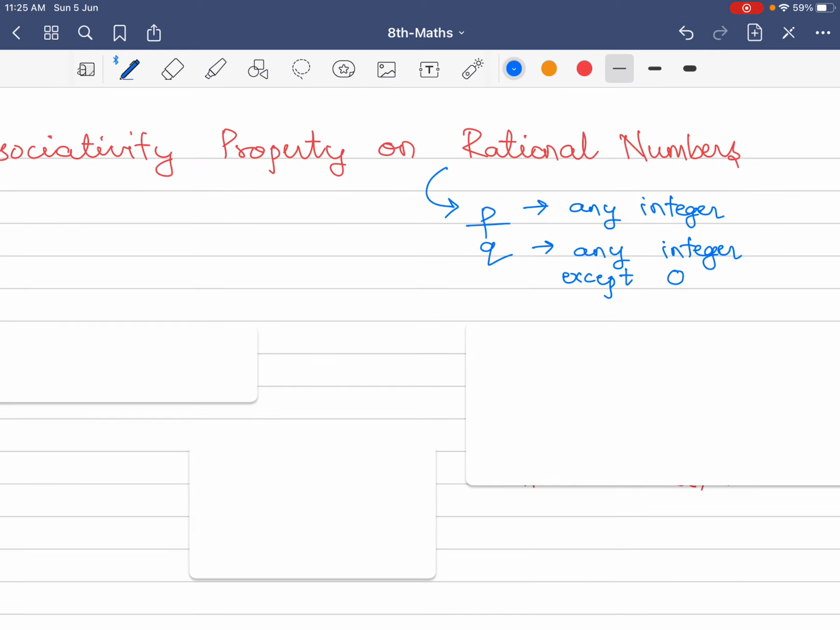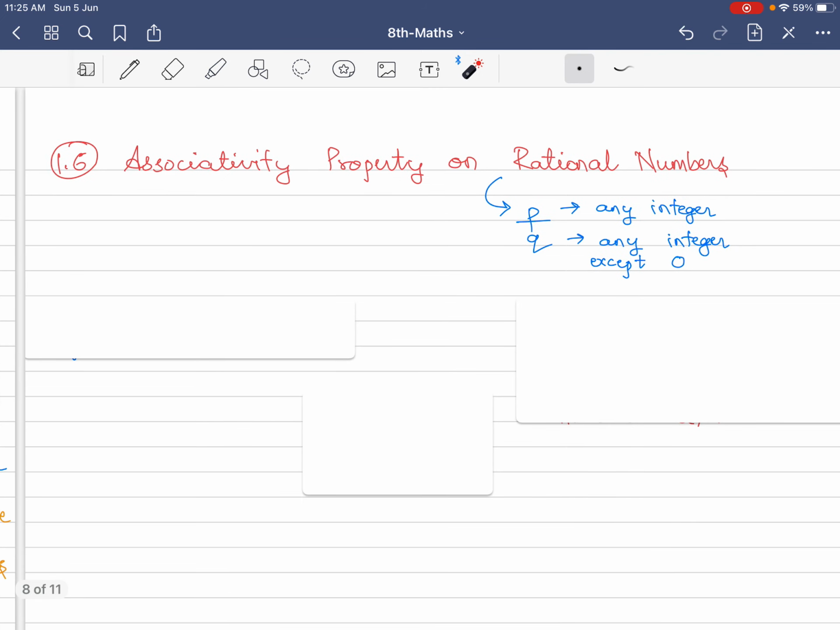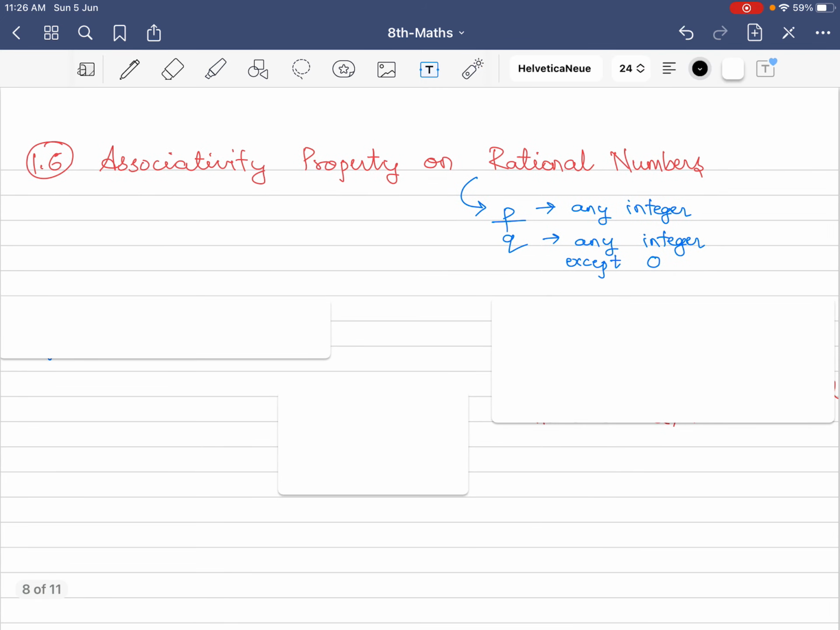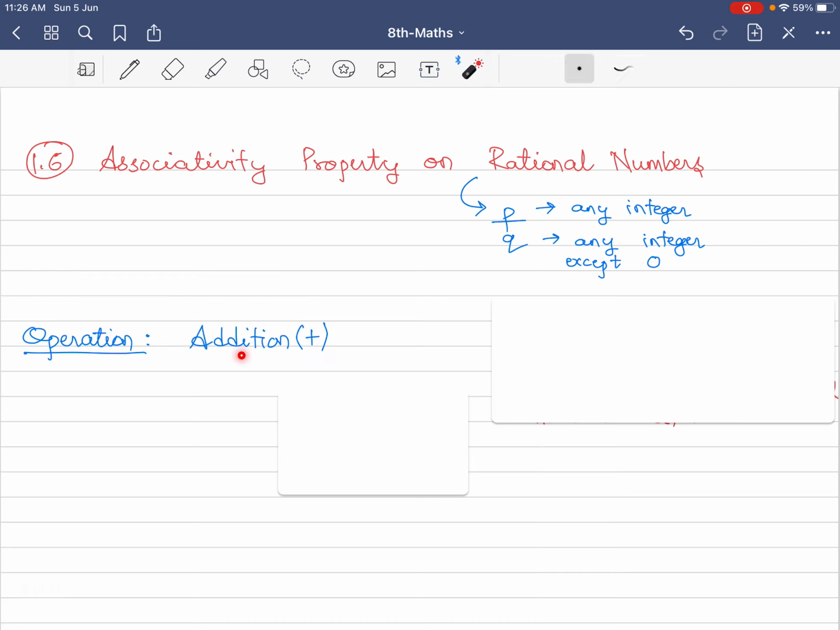So this is our quick revision of what rational numbers are. Rational numbers are numbers which can be expressed in the form p by q, where p is any integer and q is also an integer other than 0. Now, in order to understand the associative property on rational numbers, the first mathematical operation that we are going to take is addition. So let's see, when we use the operation addition on certain rational numbers, how do they behave.